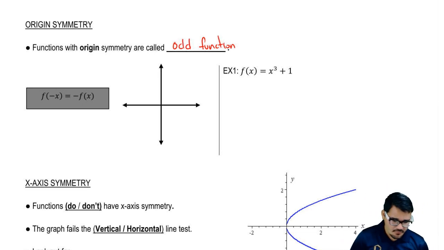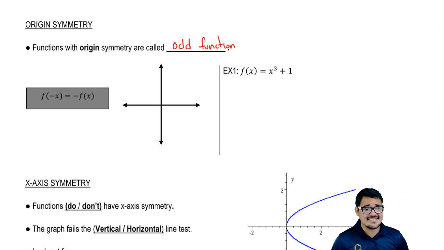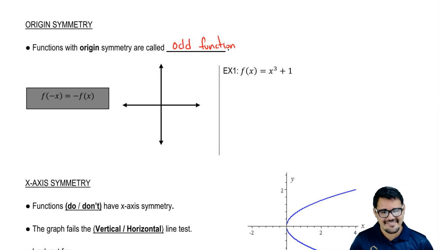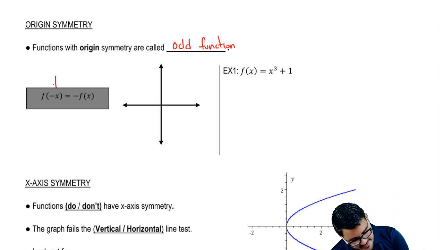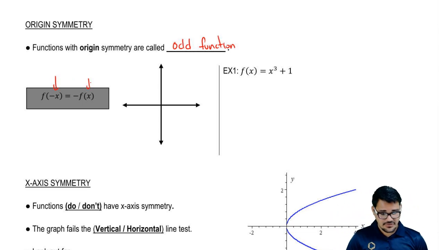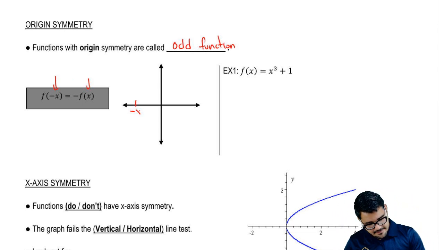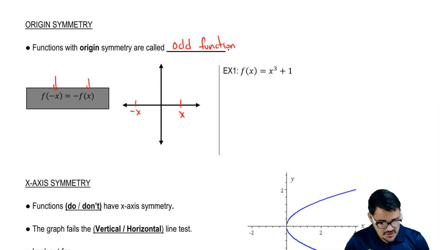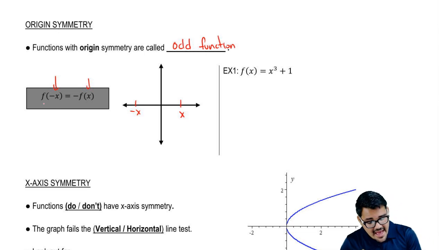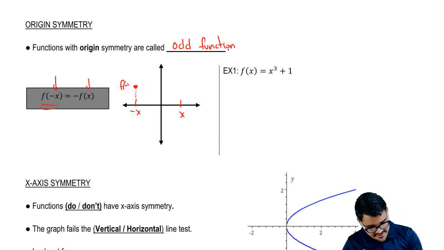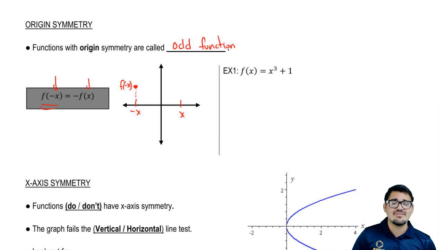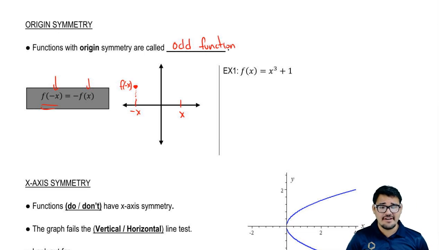Now, let's see how we can look at this odd function and test if it has origin symmetry. So once again, we're going to have a negative x and an x. So now we're going to say that f of negative x, so let's get this value of f of negative x up here again, is going to be equal to the negative of f of x.